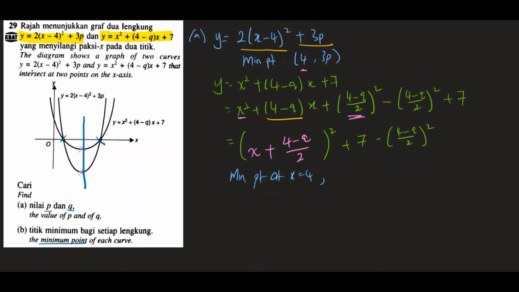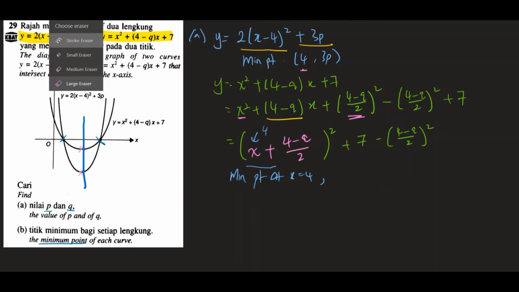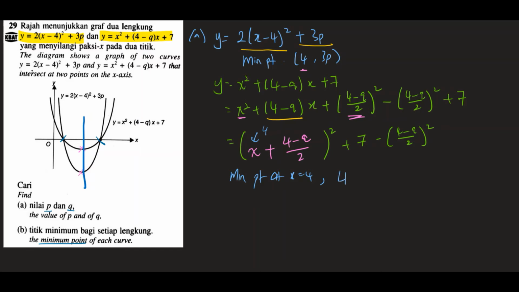So it means that when I put in x equal to 4 here, this part will be equal to 0, because that's what the minimum point does. It makes the quadratic part equal to 0. So that's what I do. I put in x is equal to 4, and then 4 plus this part is equal to 0. That's all I do. Okay, this is equal to 0.